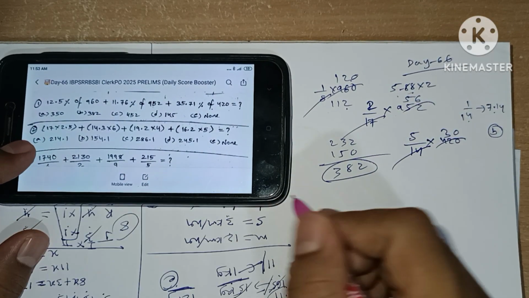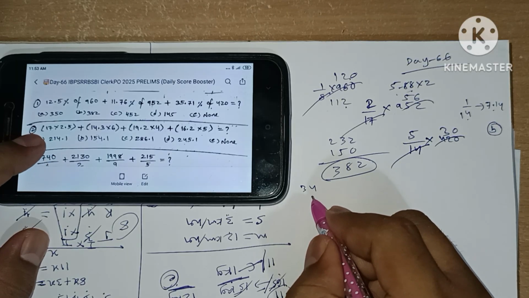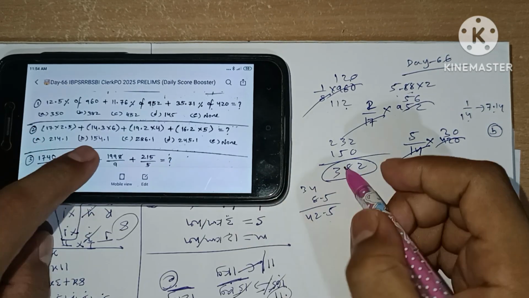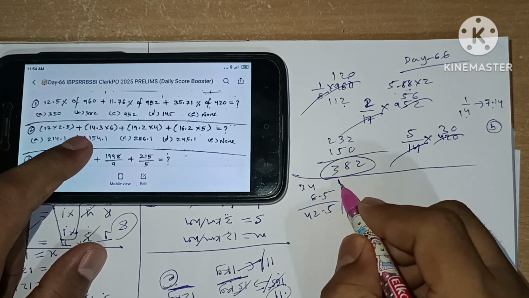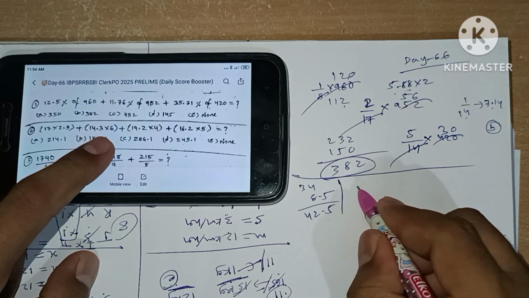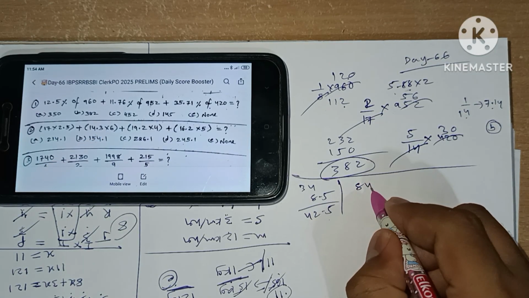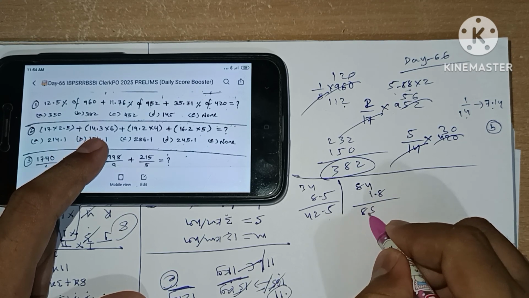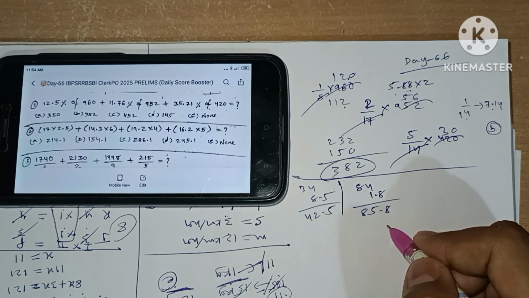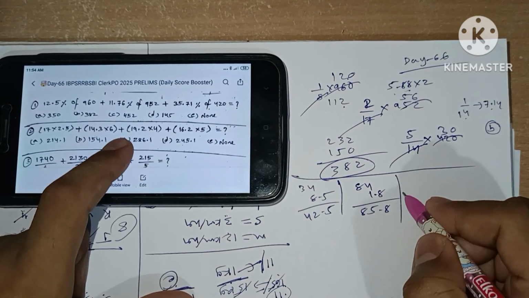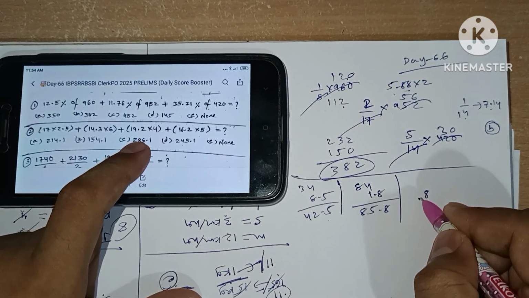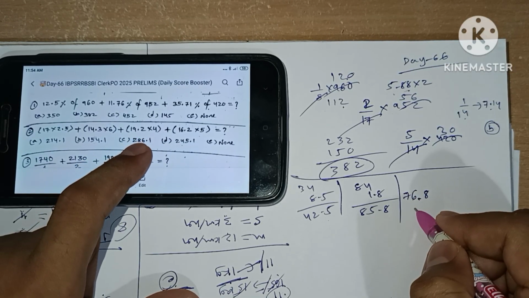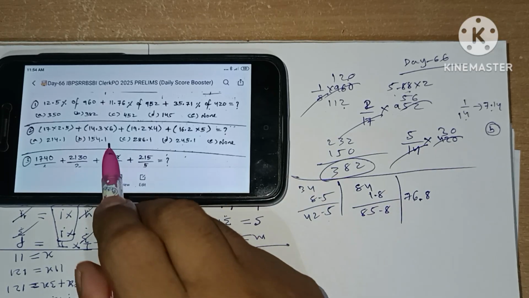Second question. 17 2 times is 34 and half of 17 will be 8.5. So we get 42.5 from the first one. Next one is 14.3 into 6 times. 14 6 times will be 84 and 3 6 times is 18, so 1.8. So we get 85.8. Next, 4 2 times 8, 4 19 times 76. So 76.8 from this one.